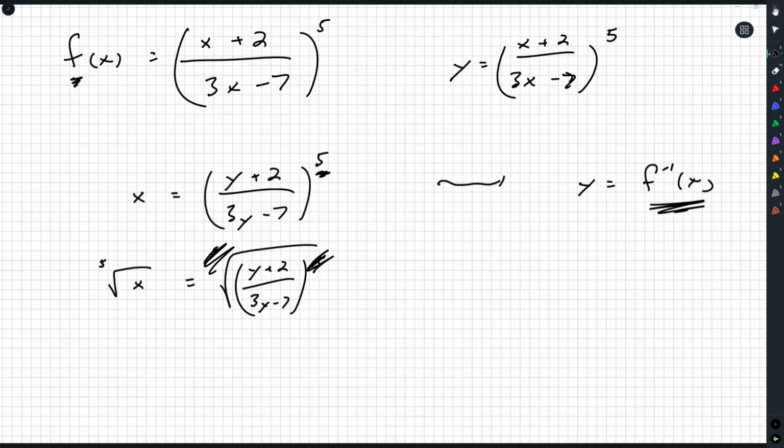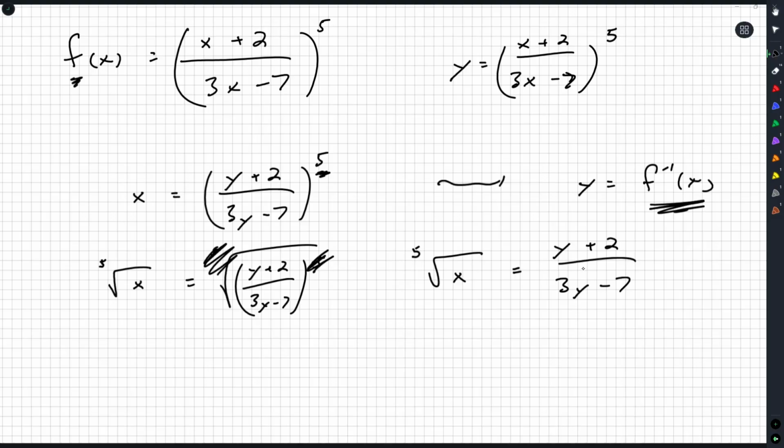And then the power 5 and the 5th root cancel out. So what we have is the 5th root of x is (y + 2) over (3y - 7). Okay, a little bit better. Now, what else can we do?